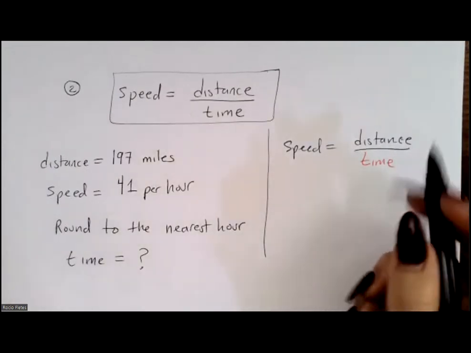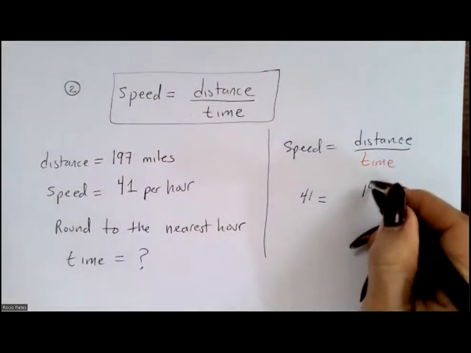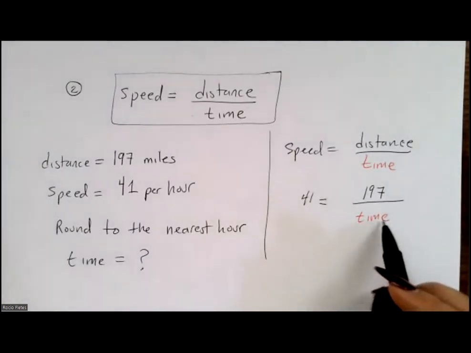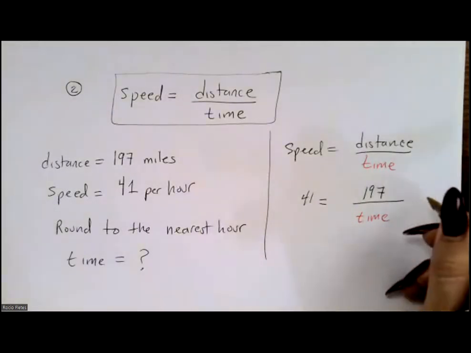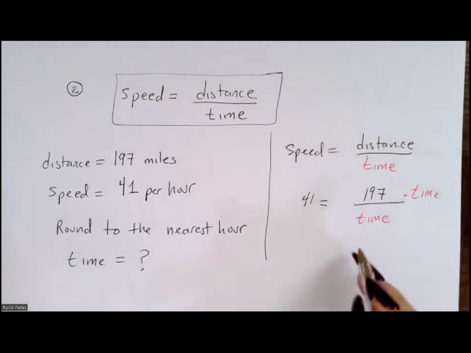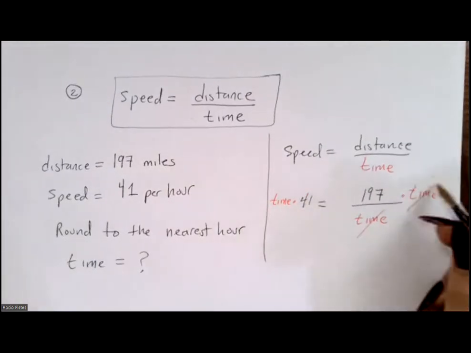And the speed is 41, so I'm going to plug that in. And the distance is 197 miles, and I'm looking for time. If you were going to solve this the usual way, solving an equation for the unknown, well, time is the unknown, right? So you can multiply both sides of the equation by the unknown to get rid of the unknown on the right side. And this will get rid of time.